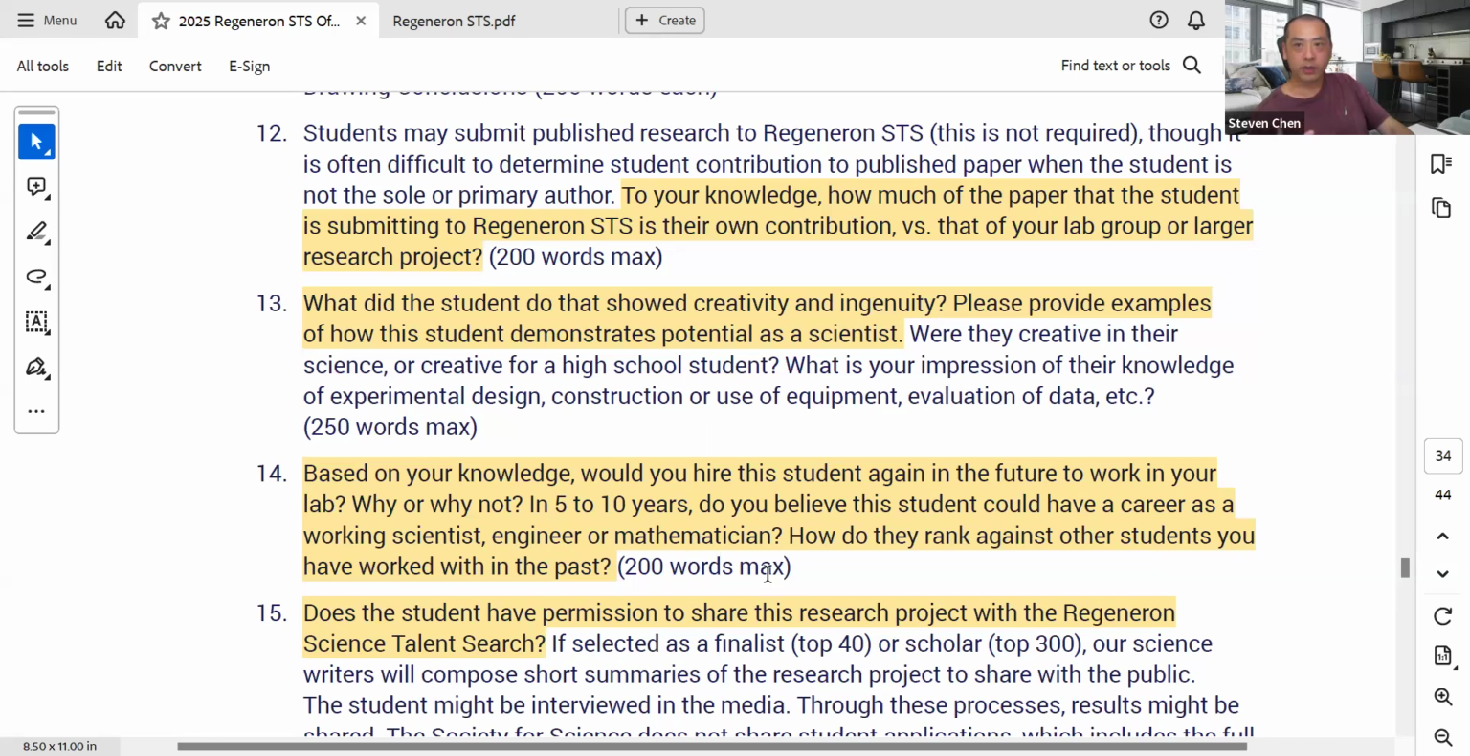Again, they want to see whether the students have a passion and the potential to be a scientist in the future. So basically, if after working with you the mentor concludes, I don't think this student has any potential or any passion to continue this path, it's not good for you. And please note that your mentor will be asked to directly compare you with other people.